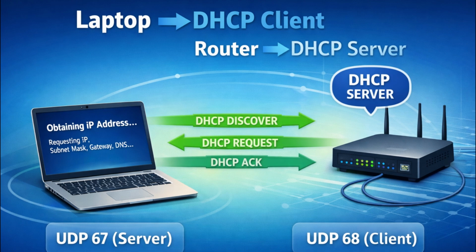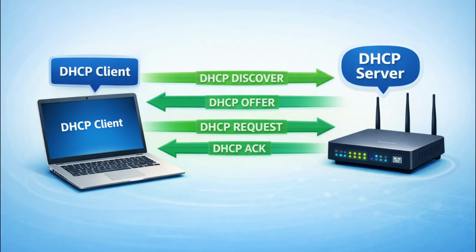Communication uses UDP port 67 for the server and UDP port 68 for the client. Important: DHCP uses UDP, not TCP. Why? Because the client does not yet have an IP address, so connection based communication is not possible. DORA: discover, offer, request, acknowledge. Let's go step by step in deep detail.